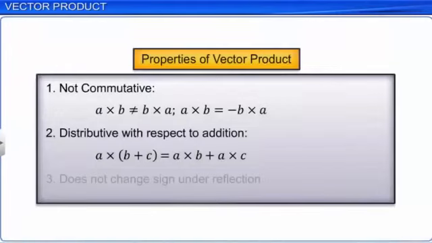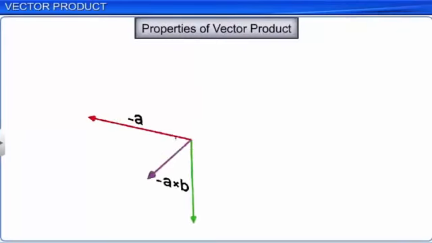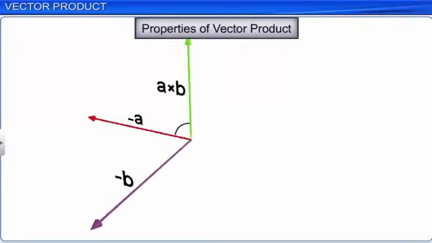The vector product does not change its sign under reflection. That is, if we replace A with minus A and B with minus B, there will be no change in the sign of A cross B.